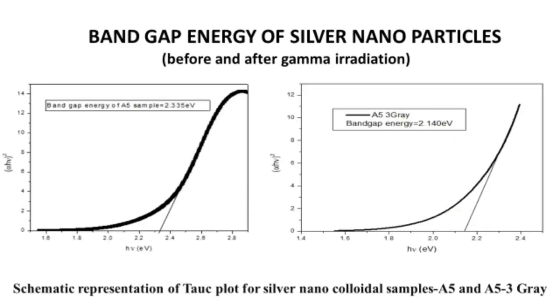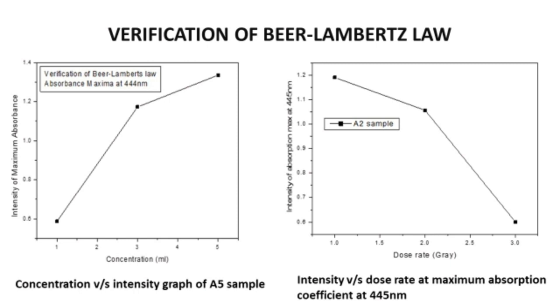Later, the band gap of the silver nanoparticles is evaluated with the help of Tauc plot and is found to be comparable with that of the actual theoretical values. This shows the verification of Lambert's Law. From the normal sample, it is found that as the concentration of extract increases, the intensity of absorbance increases linearly. Intensity versus dose rate graph of gamma irradiated samples shows the maximum absorbance decreases linearly with the dose rate.